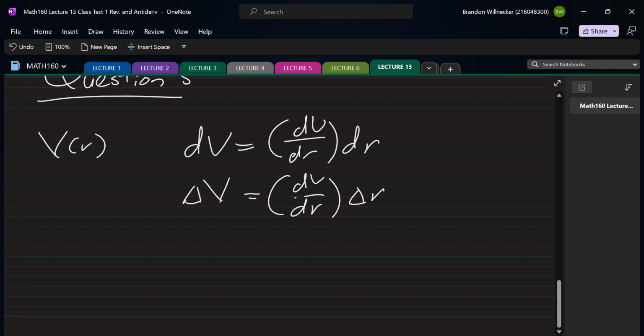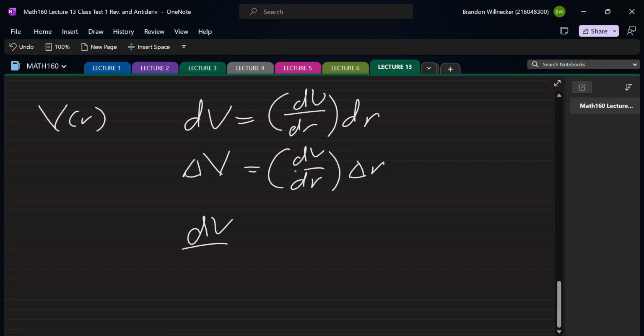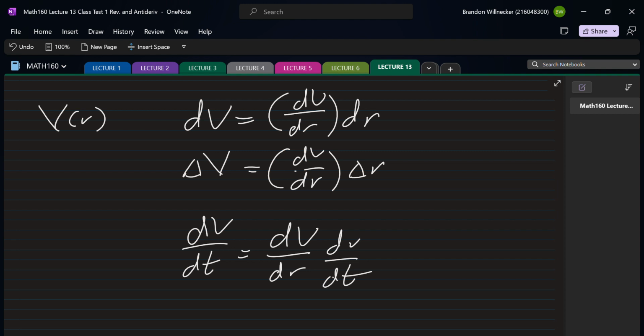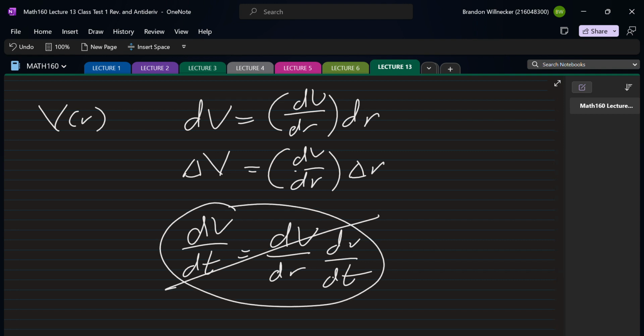A lot of students were confusing this with rates of change. So they were writing dv by dt is dv by dr by dt. There's no time. The question had a cylinder, you were measuring the radius and there was some error, or you're measuring the height and there's some error. There's no time involved whatsoever. You should not be doing any time derivatives or any other derivatives. This is wrong. There's no time involved in these approximation questions.